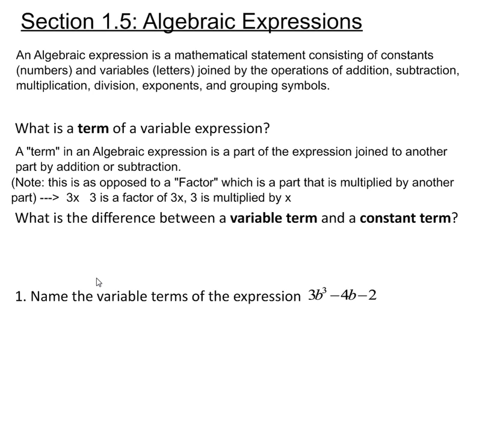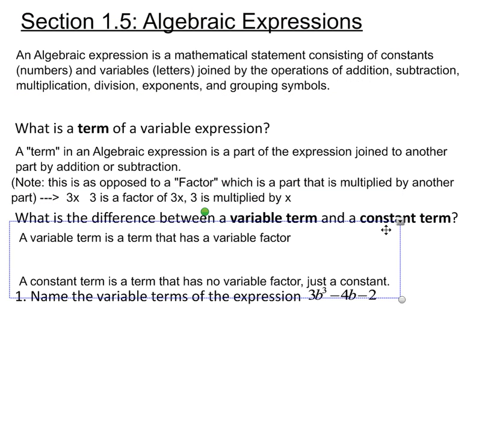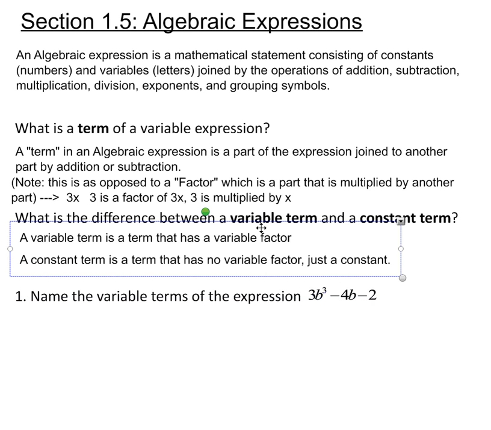So what is the difference between a variable term and a constant term? Well, very simply, a variable term is a term that contains a variable, a letter that stands for an unknown number. On the other hand, a constant term is simply a term that contains a constant but no variable.